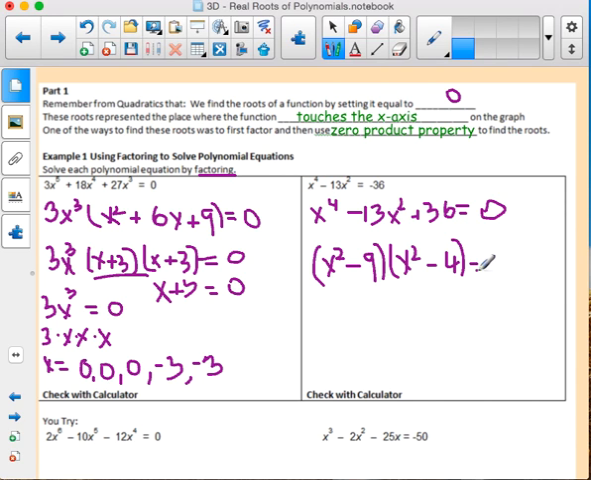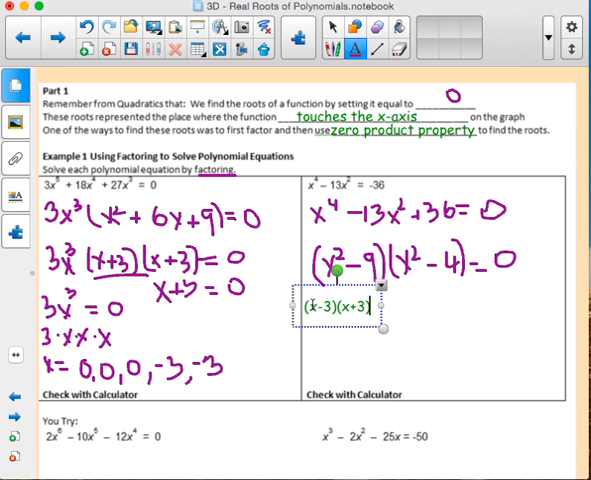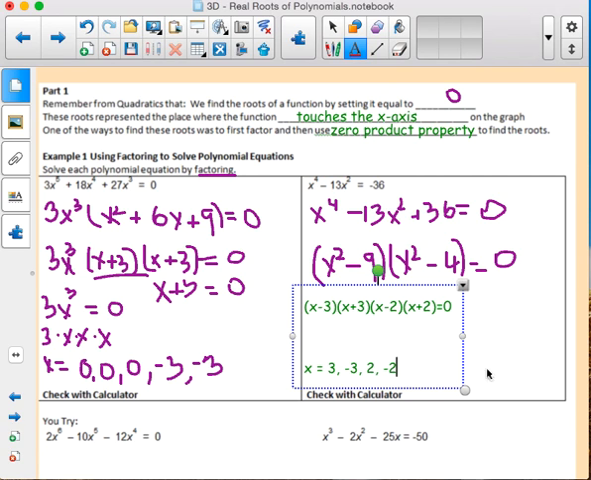And then finally each of these is a difference of squares, so it can be factored further again. And so this factors into x minus 3, x plus 3, x minus 2, x plus 2, which gives us, for our final answer, x equals 3, -3, and then 2 and -2. So we end up with 4 answers. Stop. Go get it. I need those.